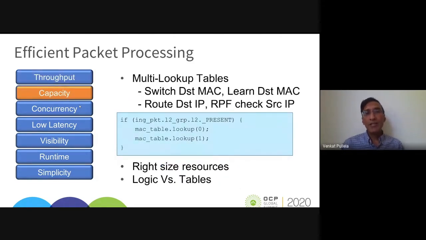Then getting on to capacity, right? What is capacity? It's not just the capability of the silicon, right? What is the capacity? How big is your layer 2 table? How big is your layer 3 table? What if I support only a single lookup table? That means we have a table I can look up only once.